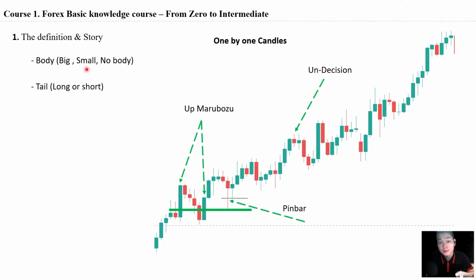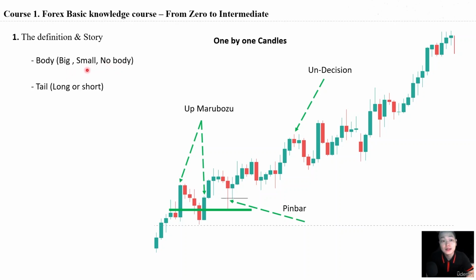You need to define it. Is it big body, small body, or no body? If it is big body, it means very strong pressure on these candles. And small body is the indecision candles or Pinbar candles. Based on the tail, if there is no body, it's very clear that it's an indecision candle.